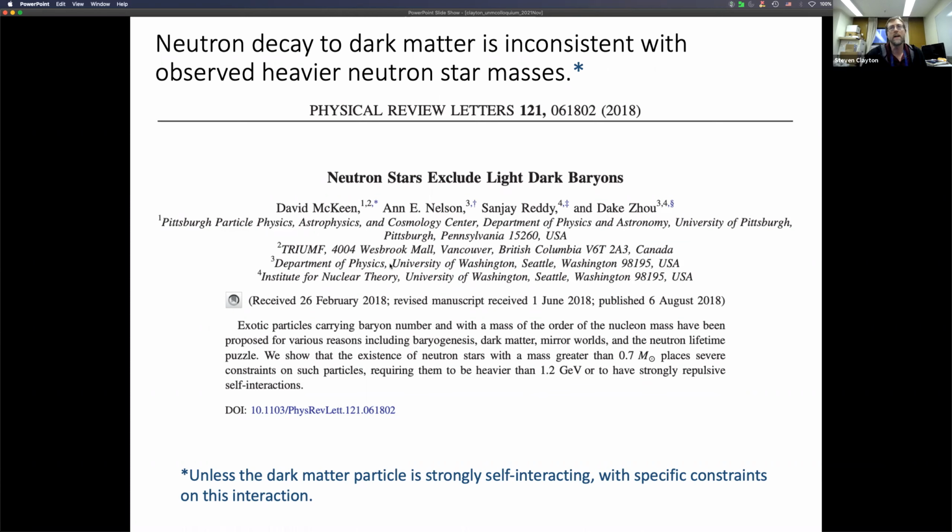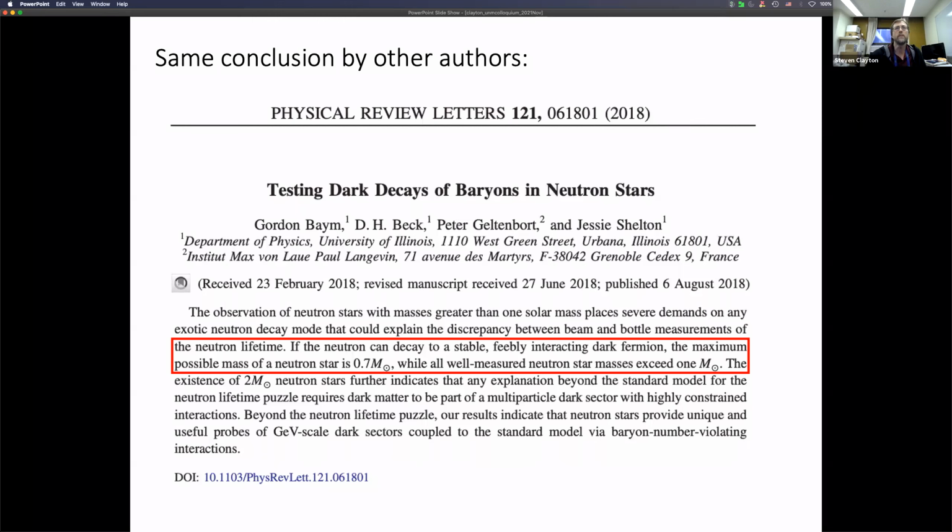Basically, after that came out, pretty much right away, there was a paper saying light dark baryons are excluded because you can't have neutron stars that go to two solar masses. Similarly, in the same issue of PRL, another group came up with the same conclusion: if a neutron can decay to a stable, feebly interacting dark fermion, the maximum possible mass is 0.7 solar masses, while all well-measured neutron star masses exceed 1 solar mass.